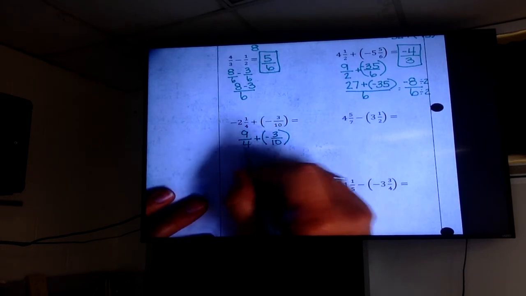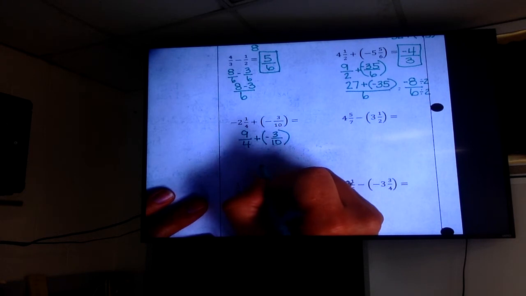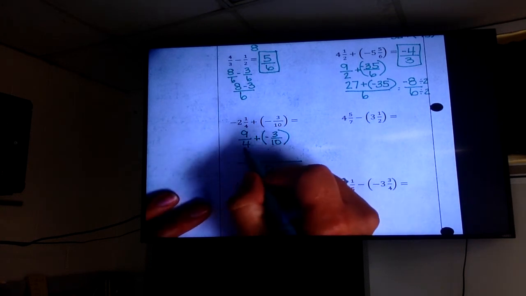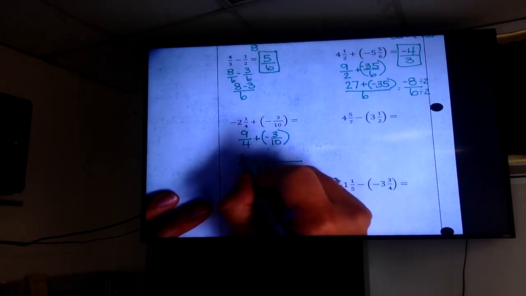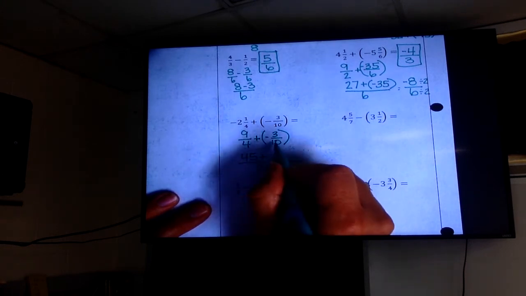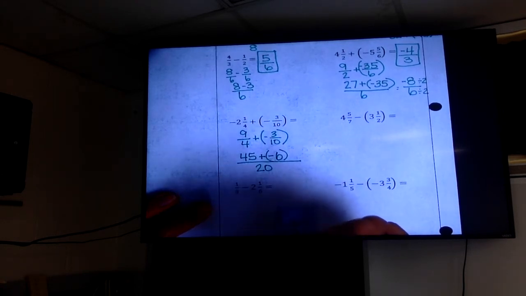Now, common denominator next. So the smallest number that 4 and 10 can both go into. You should be writing down 20. Again, we're going to try and eliminate a step here. So 4 times 5 is 20, which means 9 times 5 is 45, plus 10 times 2 gave me 20, so 3 times 2 is 6, but it's a negative 6, so I need to write that.